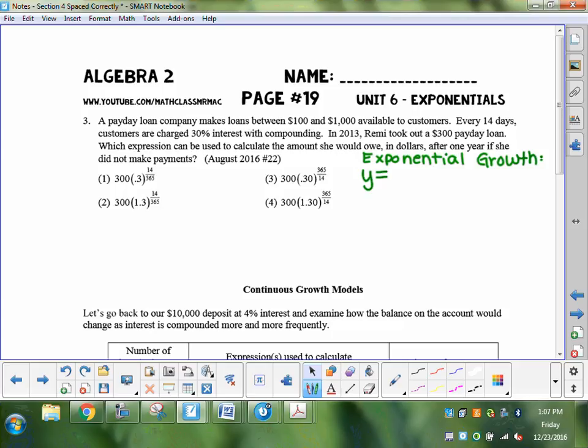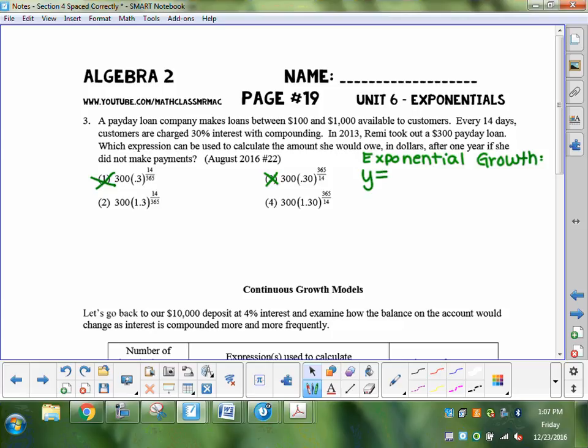Abby? Which ones can you get rid of right away? What number choices? 1, 2, 3, or 4? 1. And why? Yeah. What type of equation do we need for that? A growth. And if the decimal's between 0 and 1, that's a decay equation. So you've got to know that that's what's going on there.